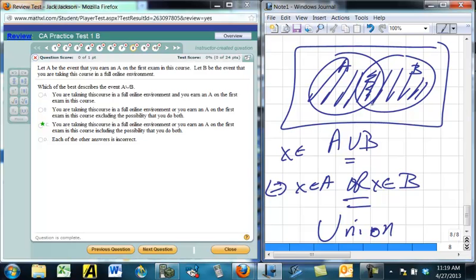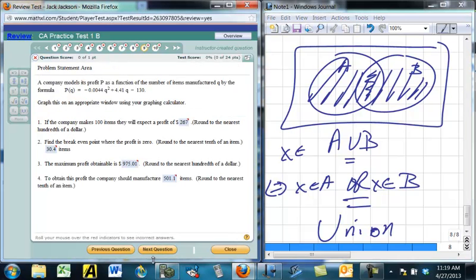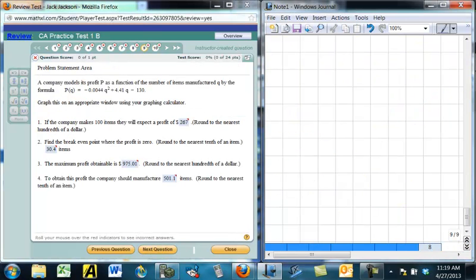So the correct one would be C. You are taking the course in a full online environment, or you earn an A on the first exam in this course, including the possibility that you do both. So an or union is an inclusive or.